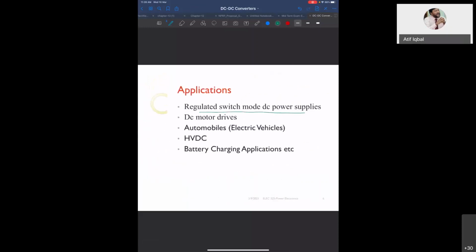Regulated switch mode DC power supply. These are your isolated converters, flyback converter and push-pull converter and all those. They are generally used in DC power supplies. Then DC motor drives, where you need a variable voltage to feed the DC motor. You use a DC converter. Then in electric vehicle applications, where you have battery charging, you need a DC-DC converter to adjust the voltage as required by the battery, and on the other side, the inverter. Then HVDC applications, the high voltage DC transmission system, need a high power DC-DC converter. Then battery charging applications need these DC-DC converters.